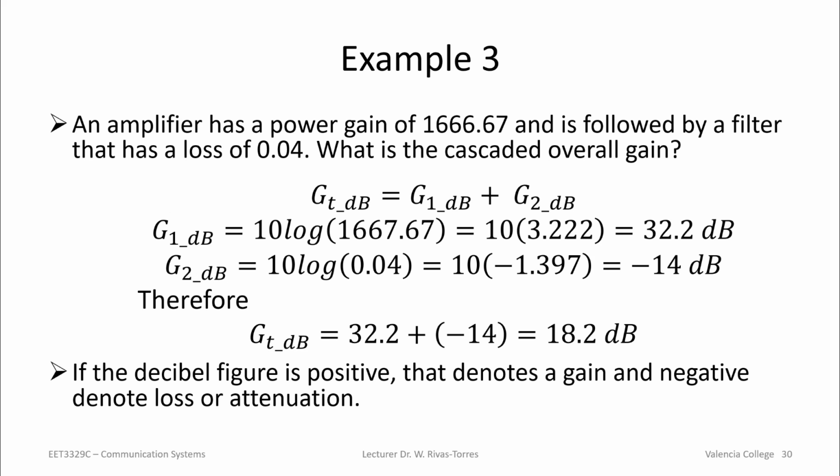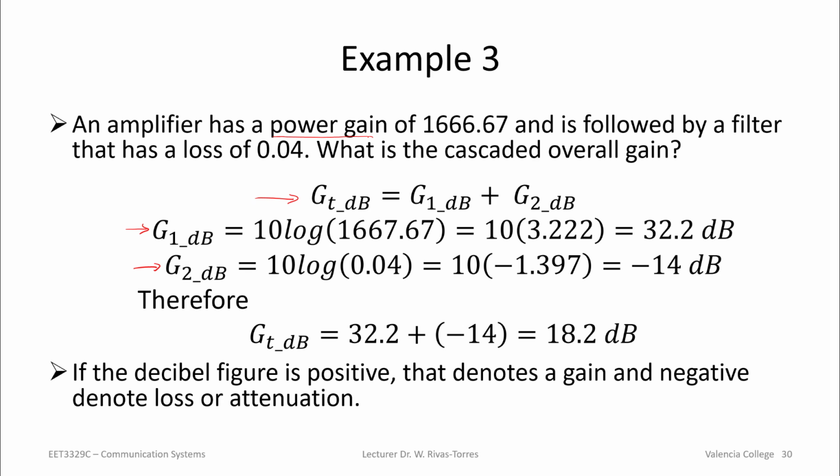So here's an example. Let's say we have an amplifier of 1666.67, and it's followed by a filter that has a gain of 0.04. What is the cascaded overall gain? All right, and I want to express it in dB. So you'll see my formula for gain total in dB as gain 1 plus gain 2, both of them in dB. So I calculate them both here, gain 1 and gain 2. Notice the 10 log. And how come I use 10 log? Because I said that these were power gains. Okay. You do the calculations, right?